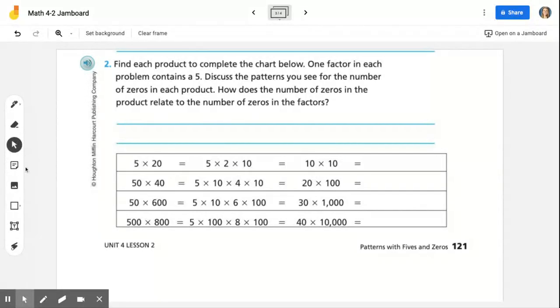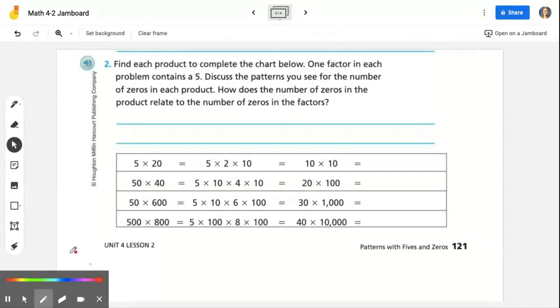Okay, so then take a look at the chart. We have 5 times 20, 50 times 40, 50 times 600, and 500 times 800. And what all these problems have in common is that there's a 5 within the factors of each of these multiplication sentences. And basically what we're going to be doing is finding the answer for all these multiplication problems, and comparing the amount of zeros in our answer with the number of zeros in our factors, or in our multiplication sentences.